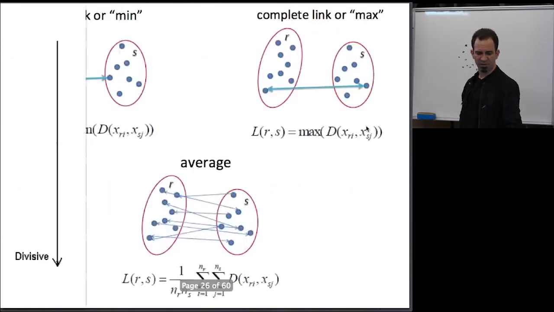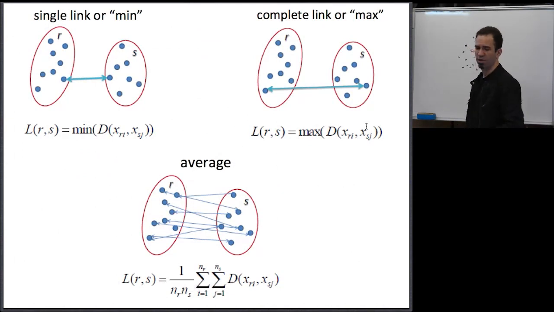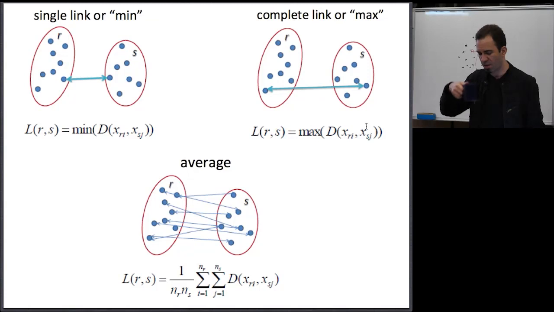There's a number of standard definitions. So that's single link or minimum distance, the closest of any two pairs in the clusters. There's the maximum distance, which is the farthest of any two pairs. And then there's the average distance. And you can see there's various formulas for computing them. It's not a question of whether they're right or wrong, but they're going to do different things.